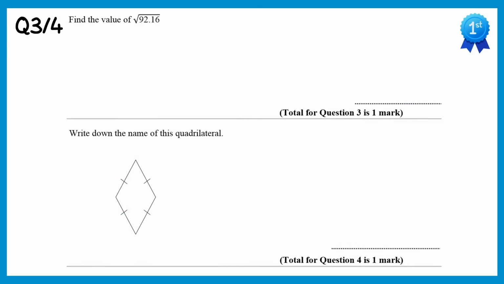For question 3, you just want to use your calculator. So type in square root of 92.16 and then you'll get 9.6 as the answer.